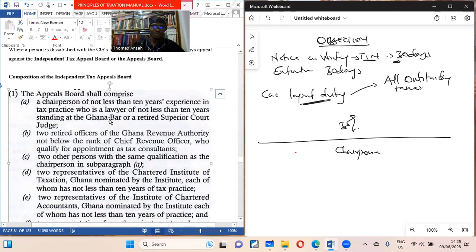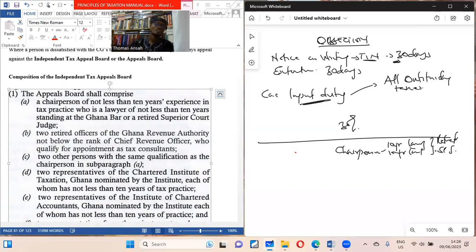Or you can scrap all these people and just one retired Supreme Court judge solves the problem. So it's either you have a person who has been a lawyer and who has practiced tax law for 10 years, a lawyer, 10 years, tax law, 10 years, or scrap these ones and use a former or retired Supreme Court judge. So we are talking about either 10 years of lawyer, 10 years of tax practice, or a retired Supreme Court judge. All right, so that is that.